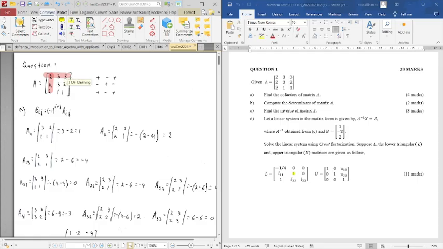When we cross row 1 and column 1, we are left with 3, 2 and 1, 1. And we're gonna calculate the determinant of this matrix. To calculate this, we just cross this diagonal and subtract the multiplication of the other diagonal, and we find this.